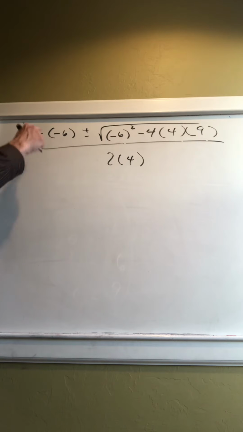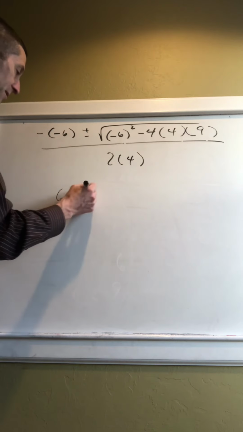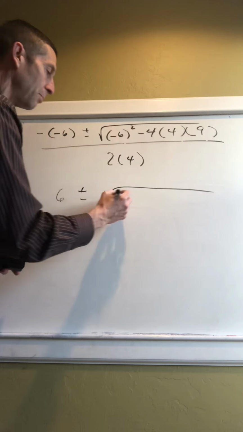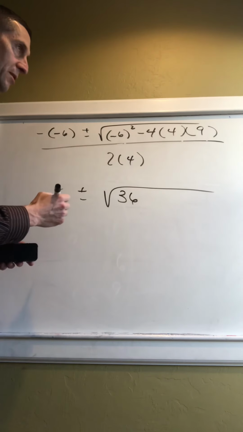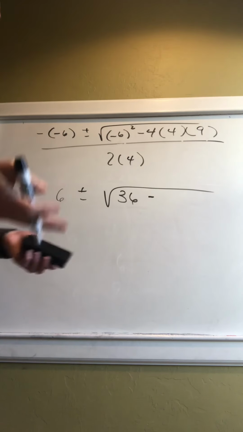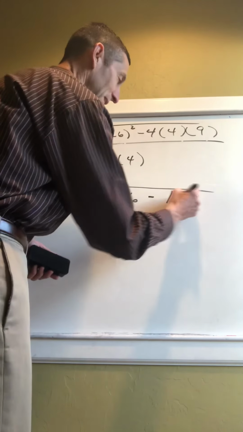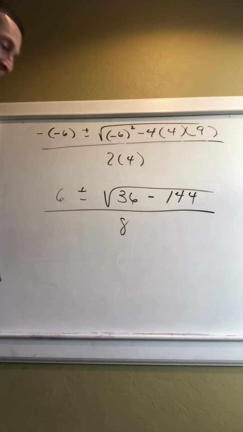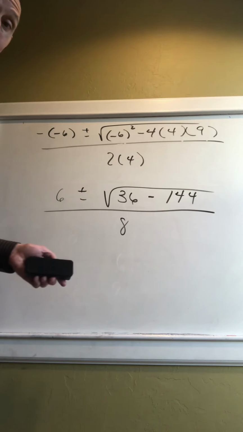So right off the bat, negative times negative, positive 6. And again, a negative number squared, positive 36. And then you got to multiply a 4 times a 4 times a 9. Like, man, I need my calculator today. 144, 2 times 4 is 8. Oh, I told you, this one's the worst.